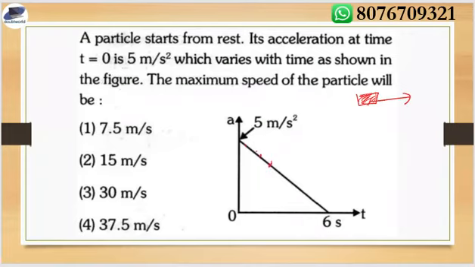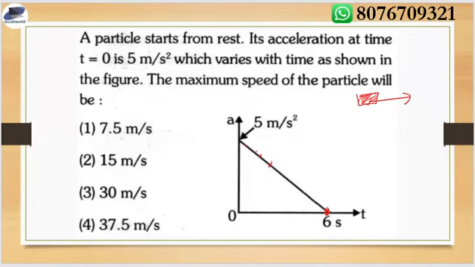Okay, but acceleration is there means what? Force is there. As the force is there, the particle's velocity will go on increasing only. So maximum speed will be attained here only, no problem. At the 6 second only, the velocity will be maximum. But what is the velocity at 6 seconds?